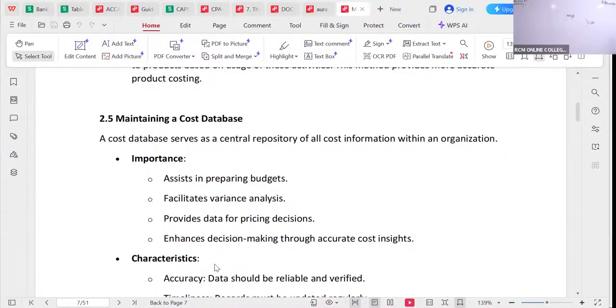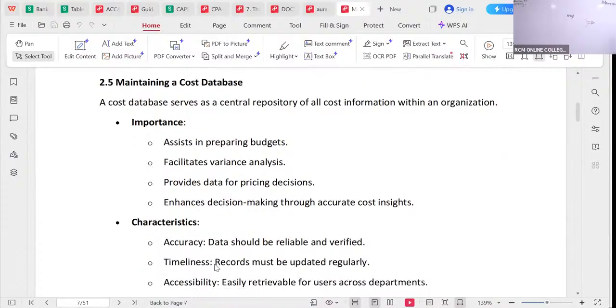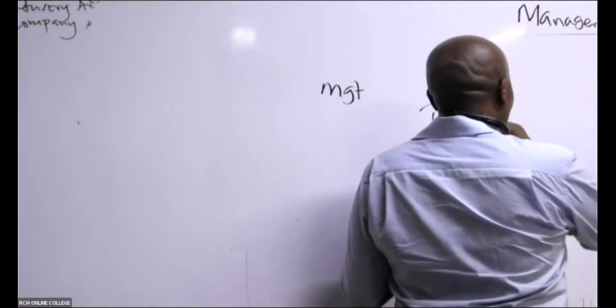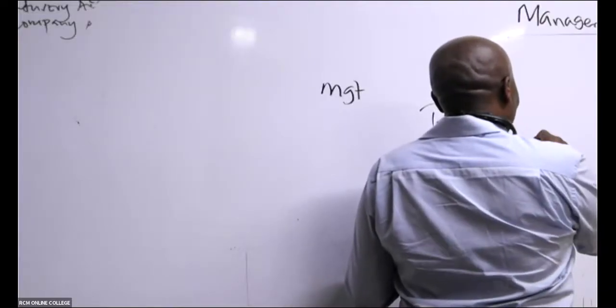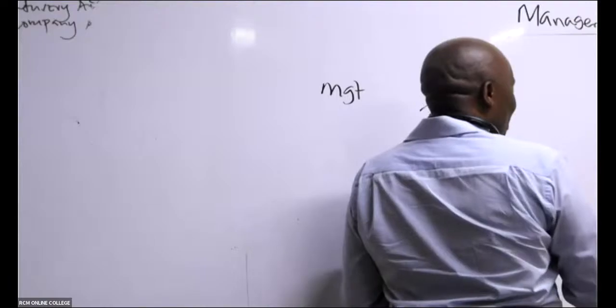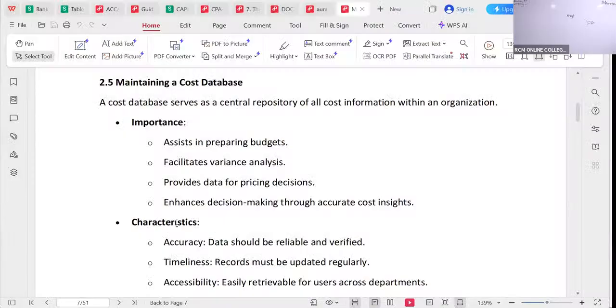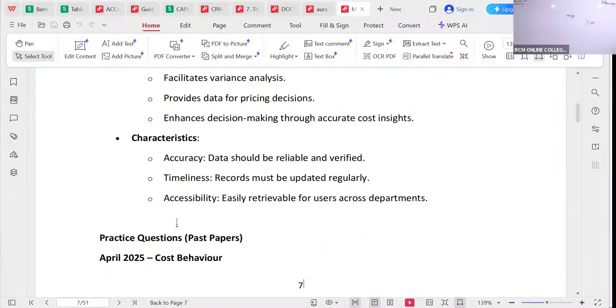Characteristics of a good cost database. It shall be accurate. It shall be able to give us information on time, so that when you query it using what we call MySQL, it should return results on a timely basis. Otherwise, it will not be friendly to us in terms of making decisions. Accessibility: it should be easily retrievable for users across your departments.